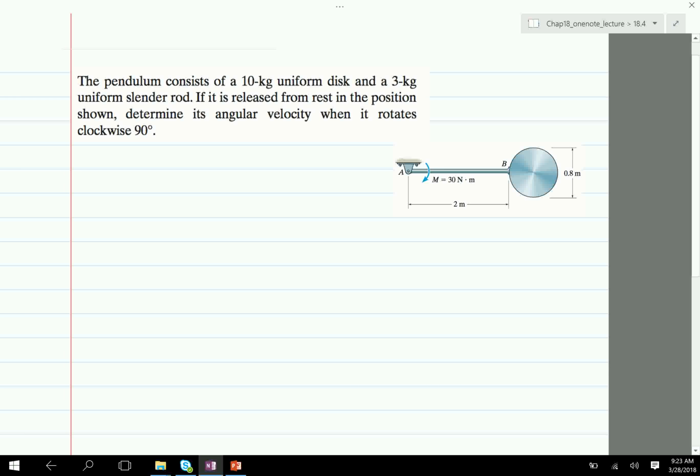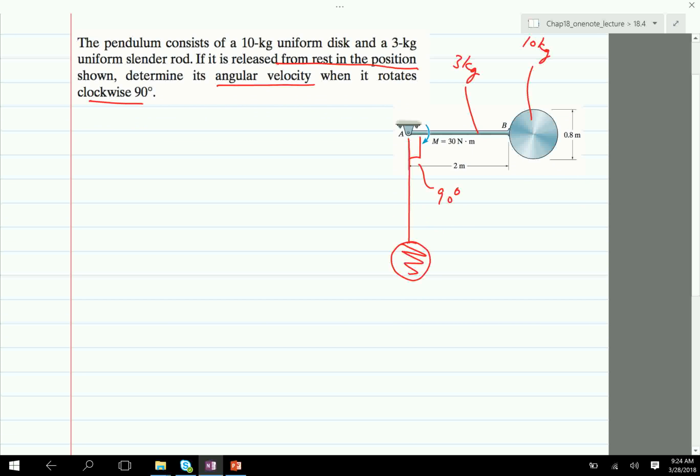The pendulum consists of a 10 kg uniform disc and a 3 kg uniform slender rod. So 10 kg disc, 3 kg rod. If it's released from rest in the position shown, so released in the horizontal position, determine the angular velocity when it rotates clockwise by 90 degrees. So this is going to be the final configuration, right? 90 degrees. So this is our instant 1, this is instant 2. We need to find the angular velocity when the angle turned is 90 degrees.